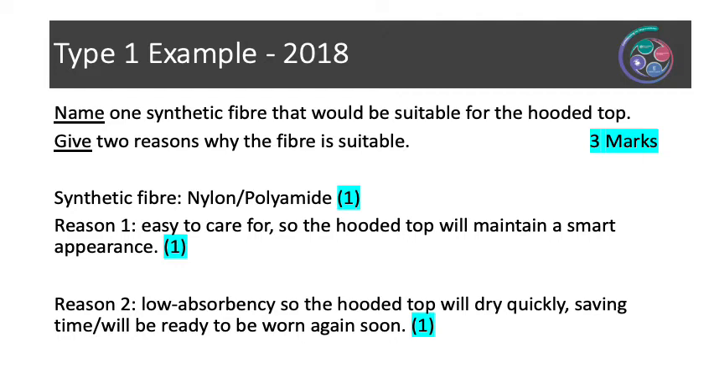So here is an example of an answer which would get the full marks. The synthetic fibre would be nylon or polyamide, and the reason would be easy to care for, so the hooded top will maintain a smart appearance. This will get 1 mark. And the second reason, because it's asking for 2 reasons, it has low absorbency, so the hooded top will dry quickly, saving time, or it will be ready to be worn again soon. So you receive a mark for each of these points, and that's how you get the 3 marks.